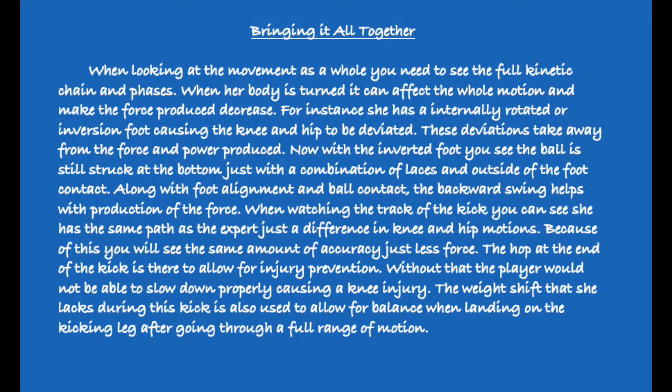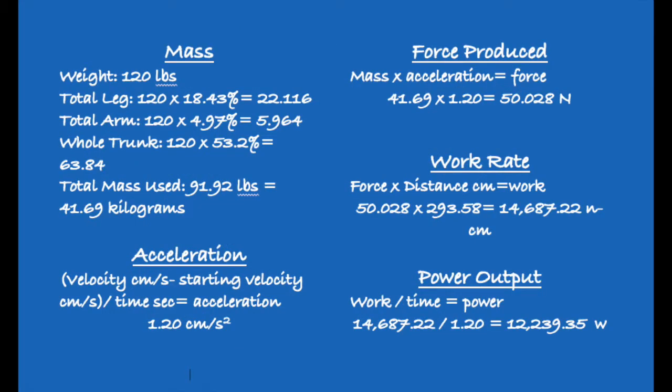Along with the foot alignment and ball contact, the backward swing helps with production of force. When watching the track of the kick, you can see she has the same path as the expert, just with different knee and hip motions. Because of this, you will see the same amount of accuracy, just less force. The hop at the end of the kick is there to allow for injury prevention. Without that, the player would not be able to slow down properly, causing a knee injury.